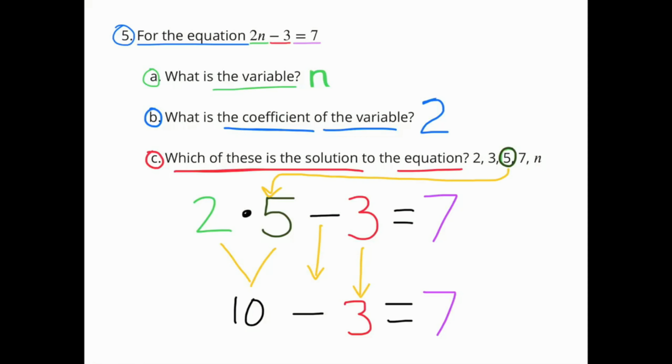Well, I substituted the 5 for the n, and I have 2 times 5 minus 3 equals 7. And I tested it out. 2 times 5 equals 10, minus 3 equals 7. So the solution to the equation is 5.